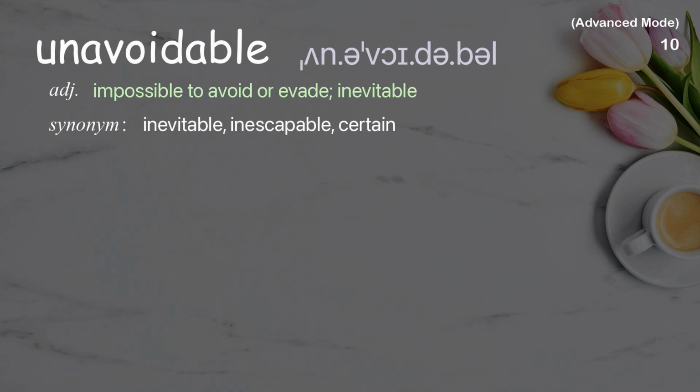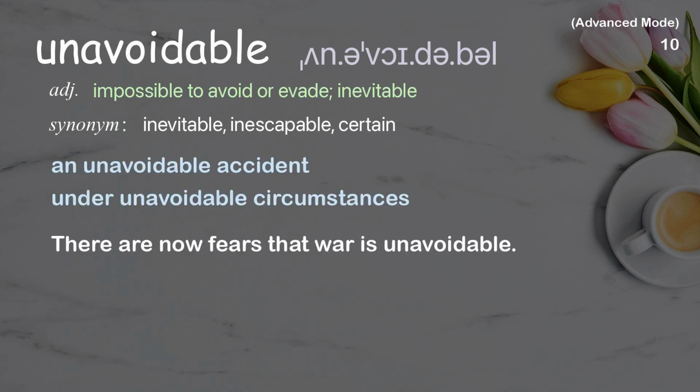Unavoidable. Impossible to avoid or evade, inevitable. Examples. An unavoidable accident. Under unavoidable circumstances. There are now fears that war is unavoidable.